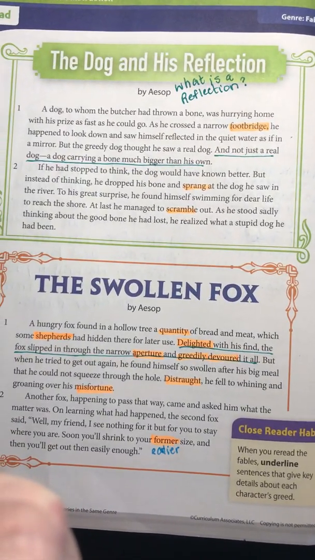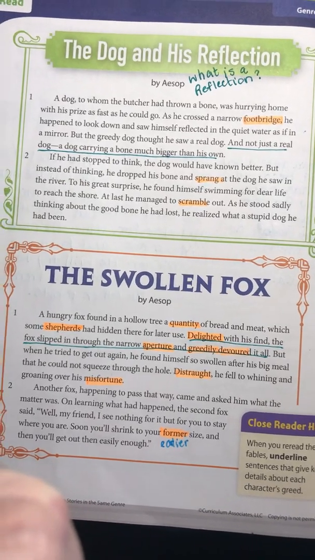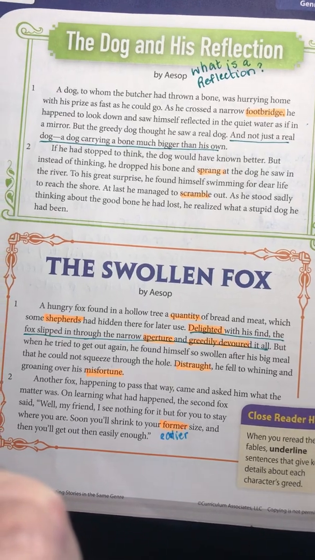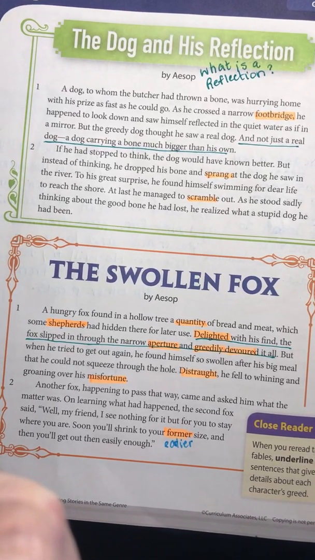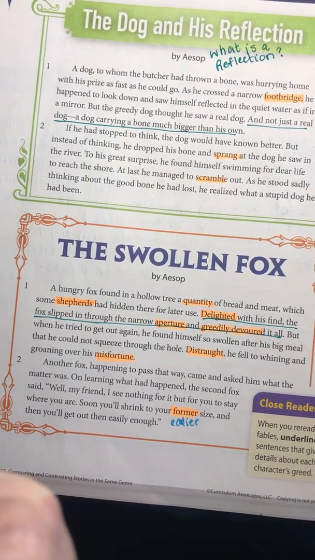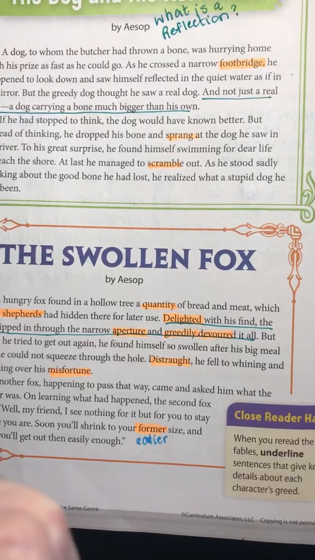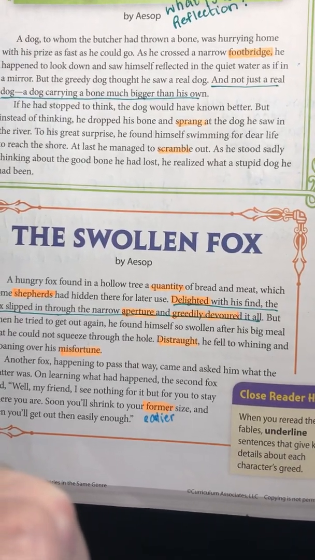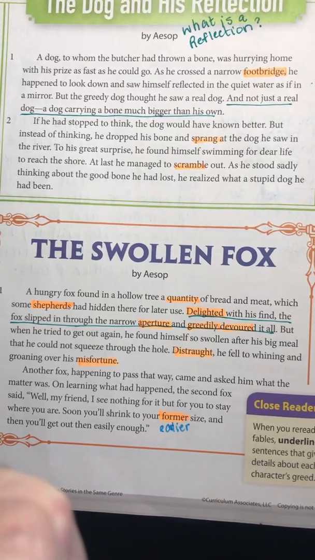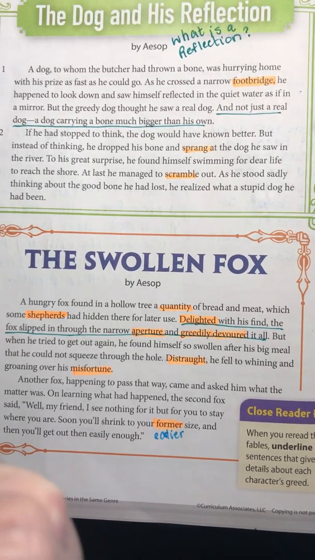So what is a reflection? Good. A reflection is a mirror image of something. And we know a little bit about reflections in water and how they're distorted, sometimes making images larger. We've got the swollen fox. Swollen meaning if you broke your finger or jammed your finger, it might be swollen. It might be bigger than it previously was before.